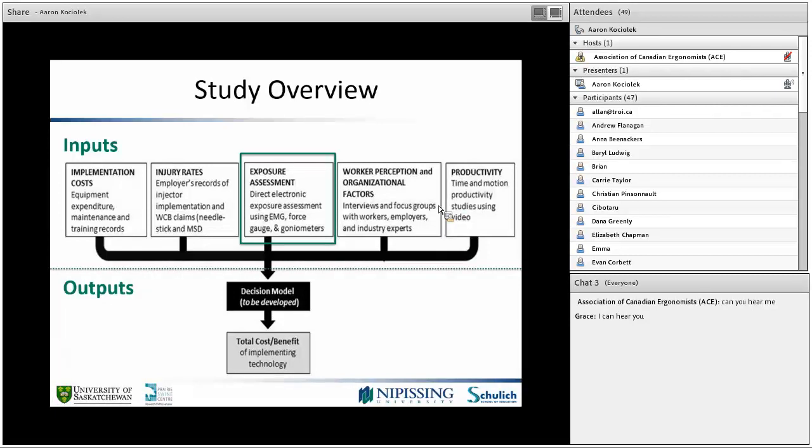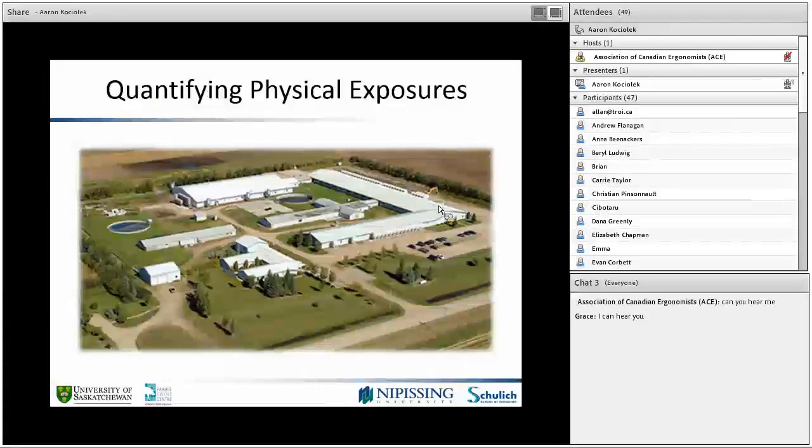So to focus a little bit more on exposure assessment, this part of the project, we've just wrapped up data collection and are just getting into the processing now. I'll highlight how this data collection went. We quantified physical exposures for both a conventional needle injector and a needle-free injector at the Prairie Swine Center, which is a pork producer just outside of Saskatoon. It also functions as a large hub for research in this area. So we were lucky to have the Prairie Swine Center as a research partner on this grant and to gain access and actually look at implementing this needle-free injector here.